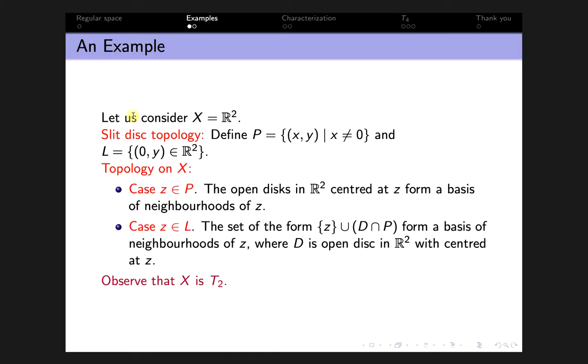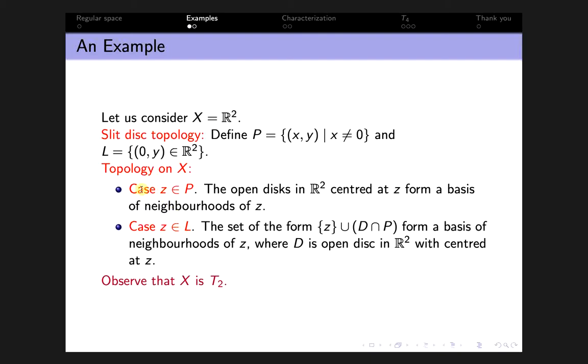Okay, so let z be a point in R2. So you can see R2 equals P union L. Okay, so P is basically R2 minus the y axis, and L equals the y axis. So R2 is the disjoint union of P and L. So if you take a point z from R2, we have two cases: z is either in P or z is in L.